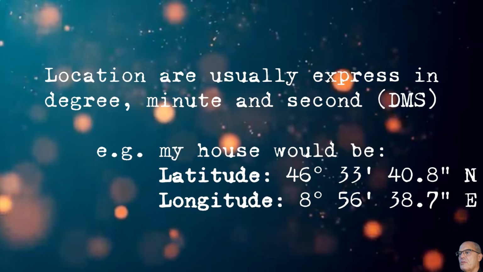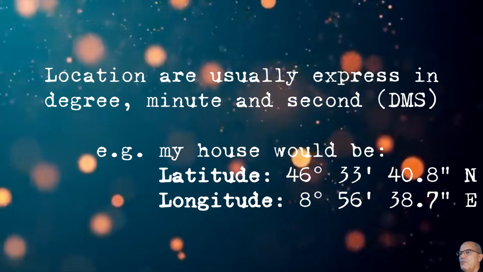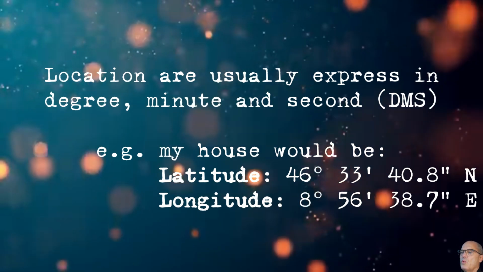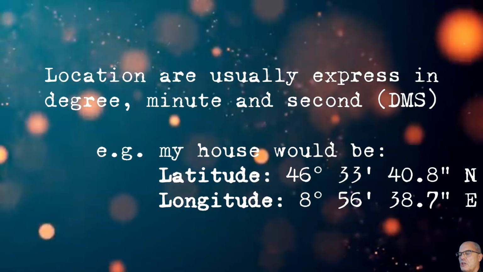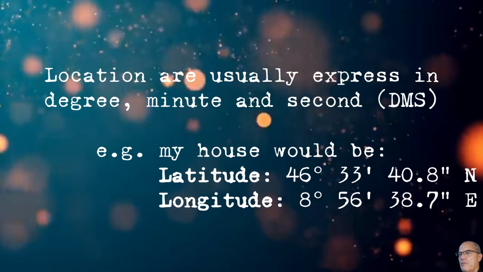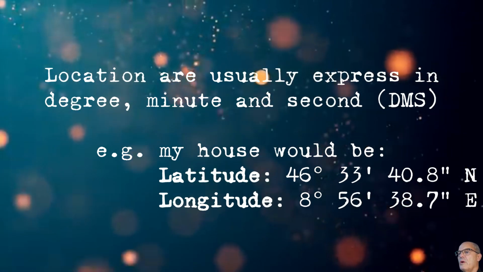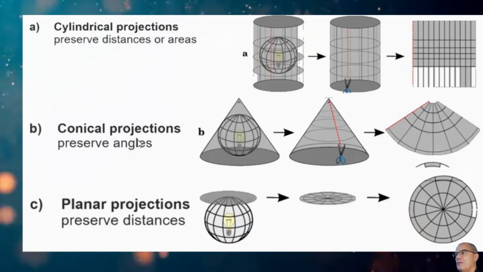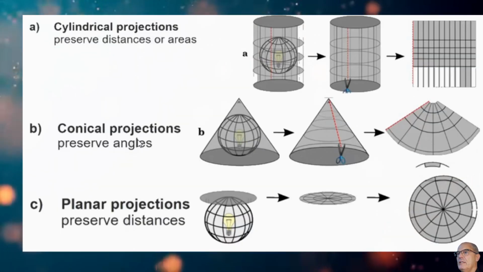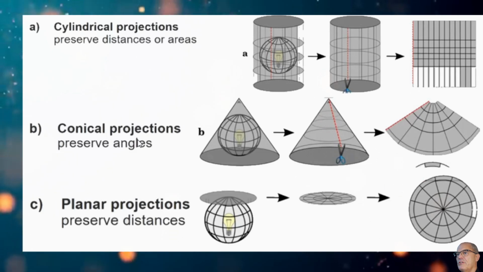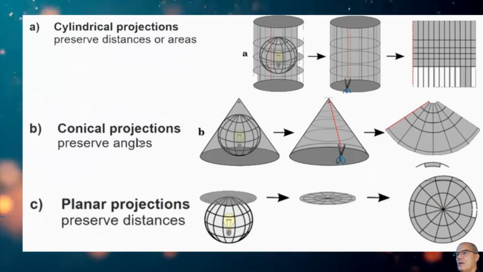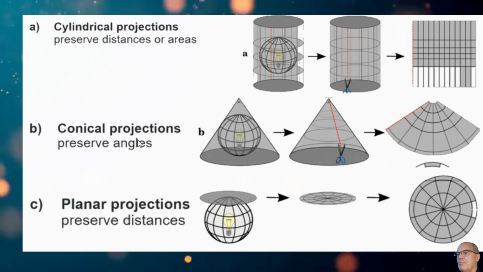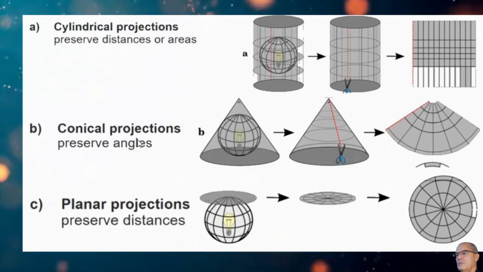Therefore, it is recommended, if you want to develop a site, to work in another type of projection where you don't have degrees and where distortion is minimized. Principally, we have three types of projection: the cylindrical projection, which preserves distances and area, the conical projection, which preserves angles, and the planar projection, which preserves distances.